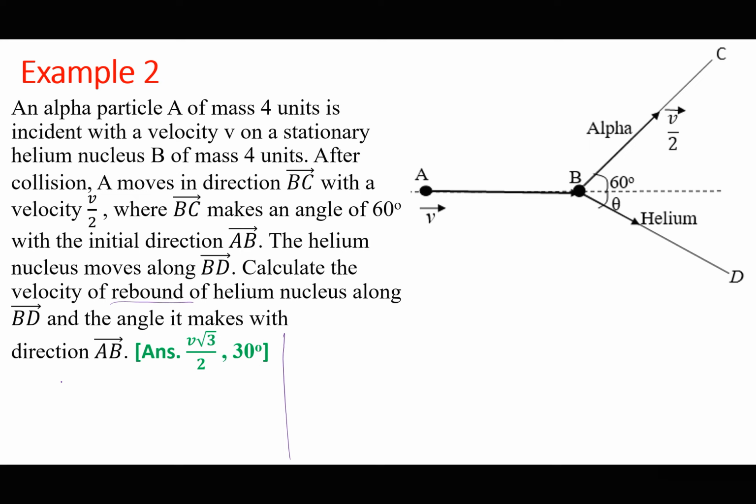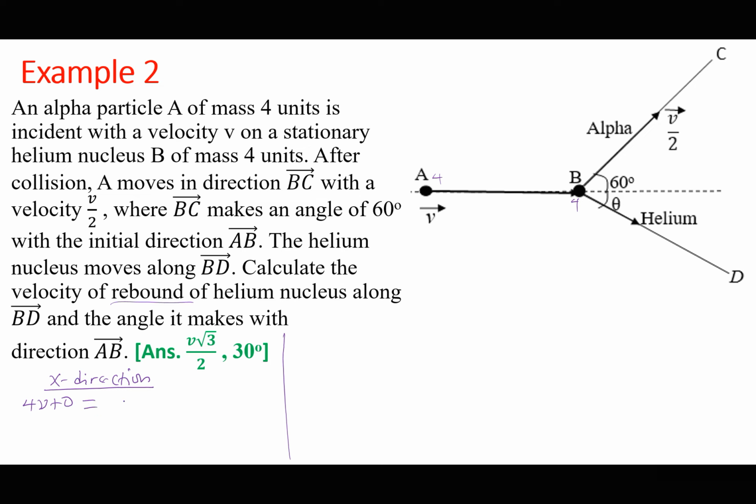So we are going to consider the x direction, that is, the horizontal direction. First, A was moving. A has a mass of 4 units, and B also has a mass of 4 units, so they have the same mass. In the x direction, total momentum before collision is going to be 4 units times V, and the other one is at rest, so it is 0, plus 0.